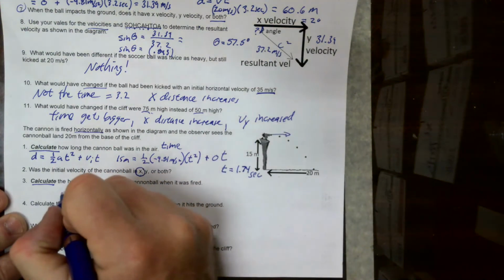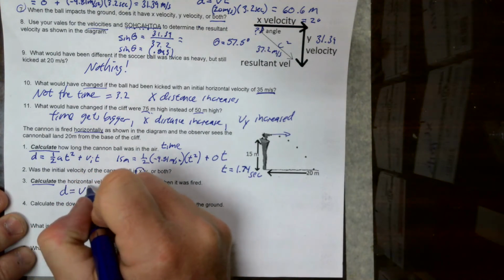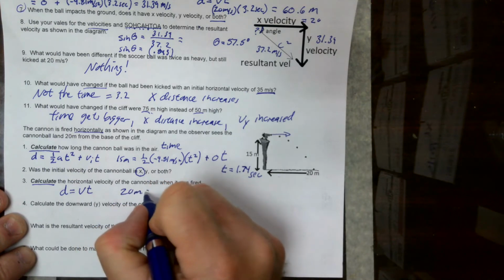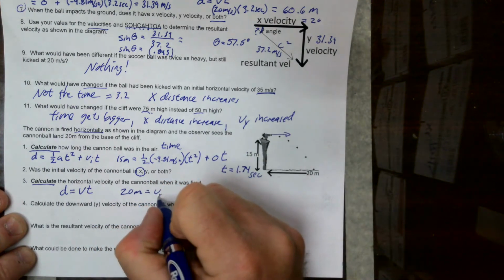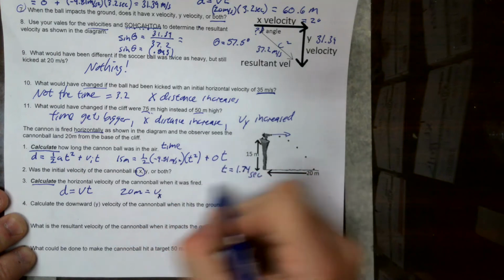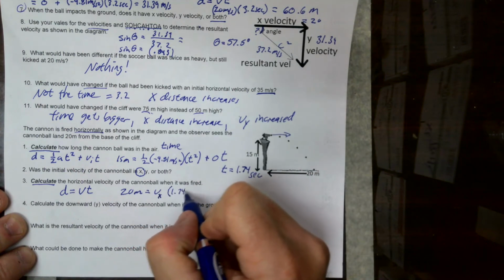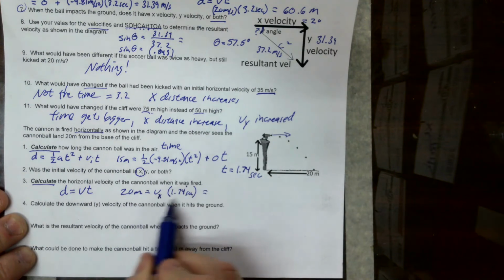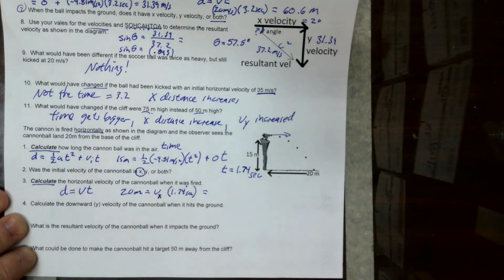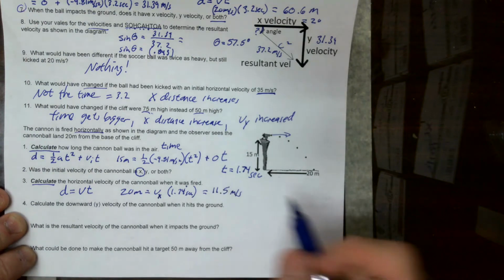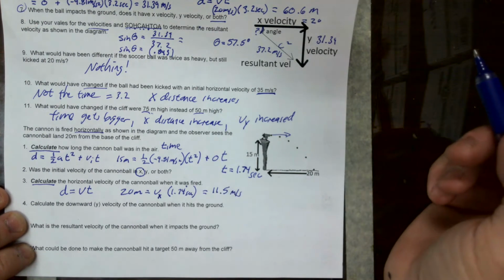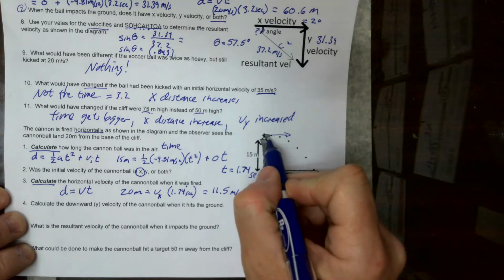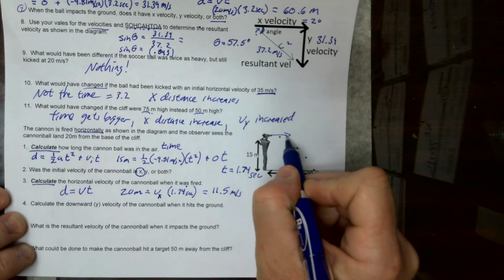So I can use d equals v times t. I know the distance it moved was 20 meters in the x. I want to know the velocity in the x. And I now know the time is 1.74 seconds. So solve for this, punch the numbers in my calculator. When I do that math, I get 11.5 meters per second. So that's how fast it came out horizontally.